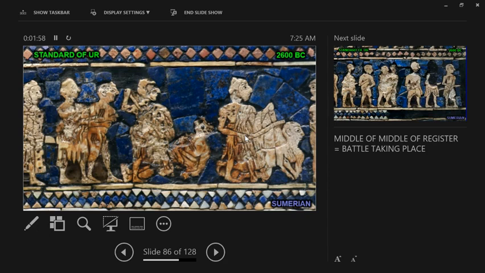Is it still the Lamash? And our guys and their guys. So our guys are conquering their guys. Our soldiers are standing upright and their soldiers are falling over. Our guys have armor and swords and shields and helmets, and their guys are naked.